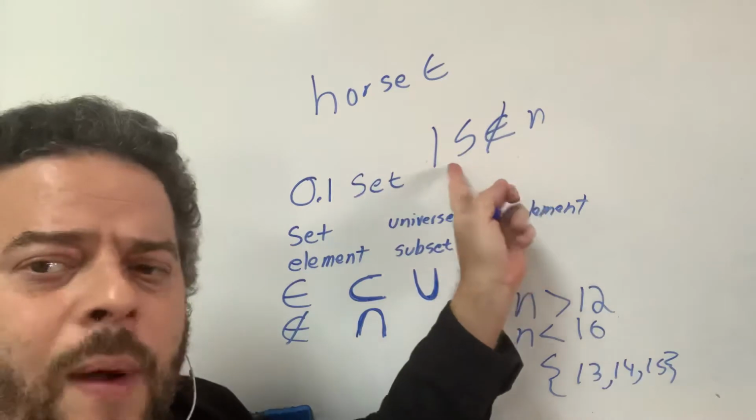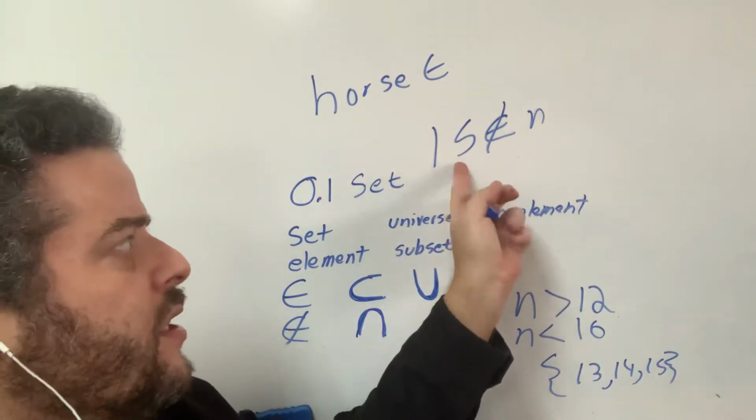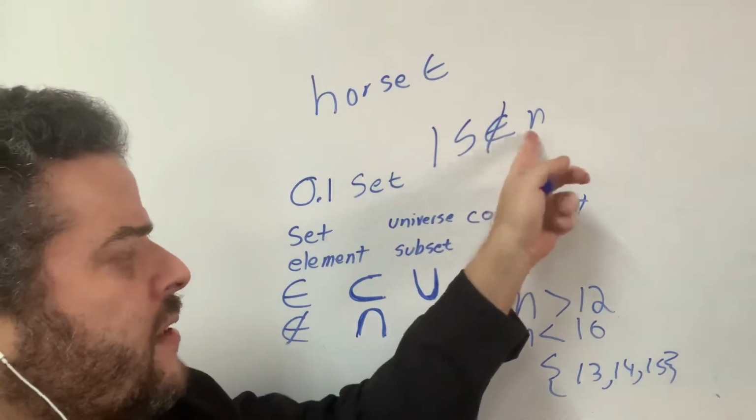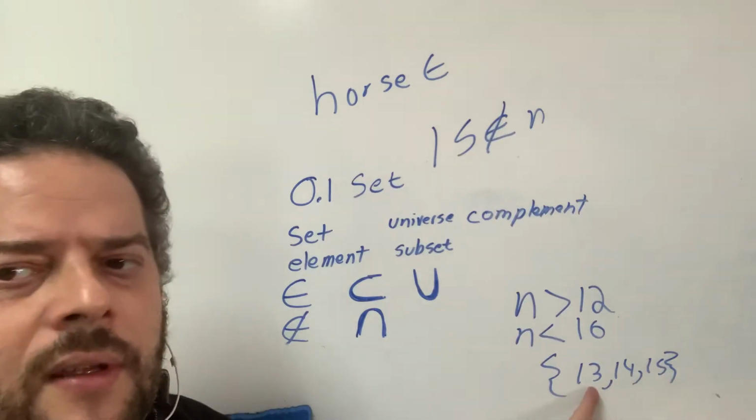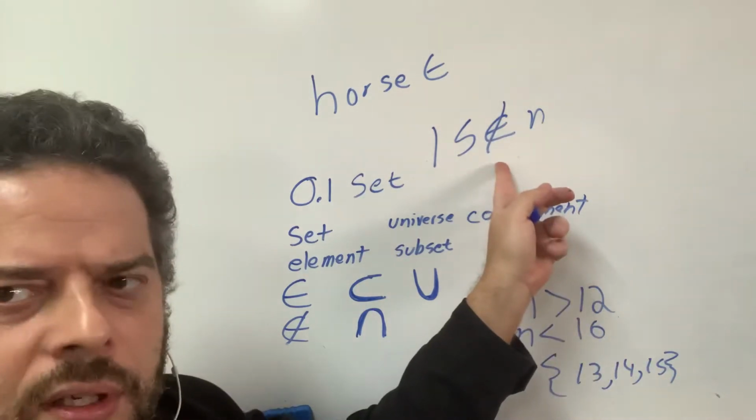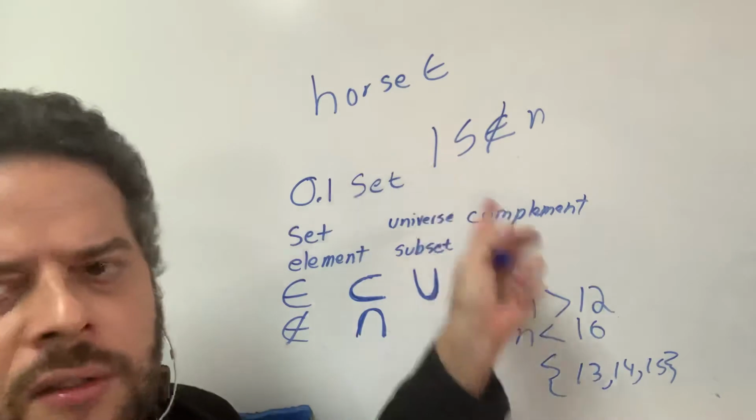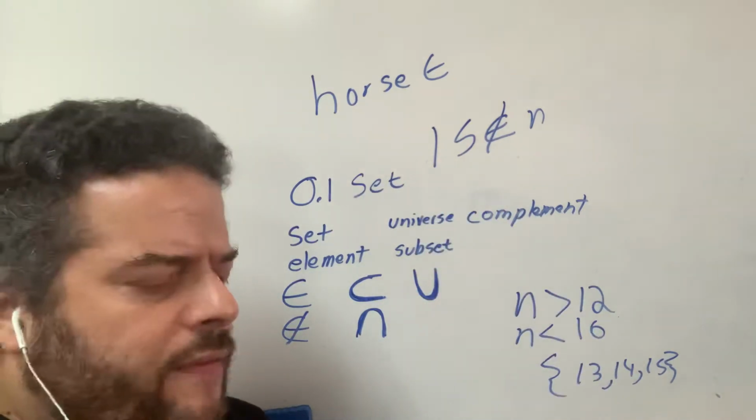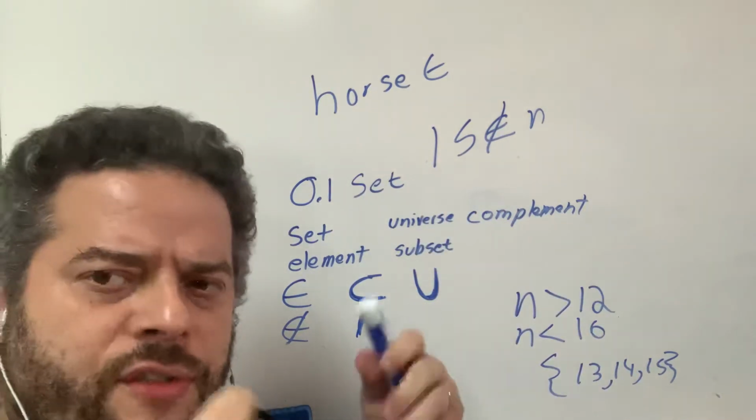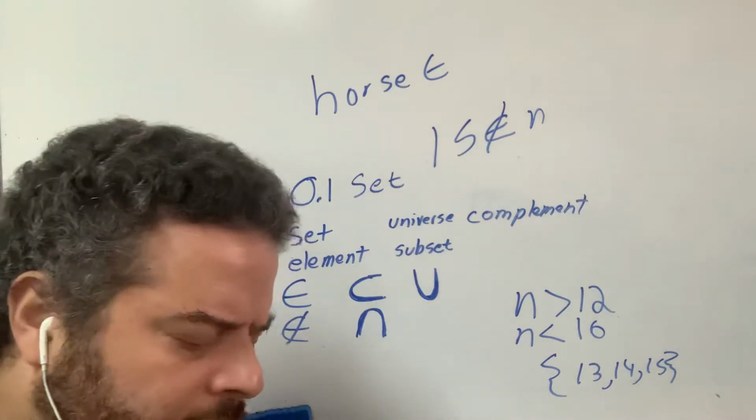Now, let's use the second symbol. If right now I ask this question, does 15 not belong to this set? It would be false, because 15 does belong to this particular set. So you're going to have to pretty much answer these questions in a logical way. Let's go over example B.